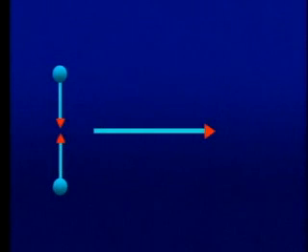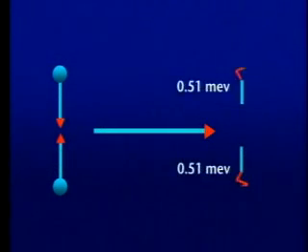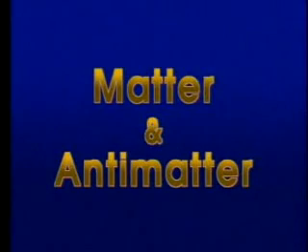The reverse is also possible. When an electron and positron recombine, two photons, each having at least 0.5 million electron volt energy, are produced and move in opposite directions in order to conserve momentum.